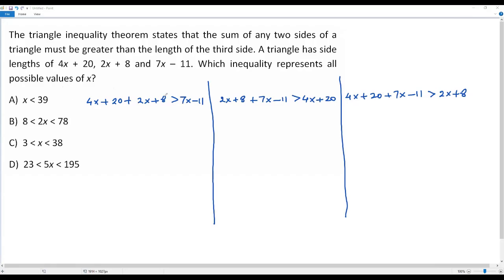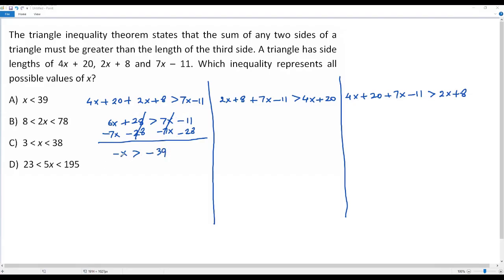Now let's do some simplification in the first inequality. We can simplify the expression on the left side. When I combine the 4x and 2x, I am getting 6x, and when I combine the 20 and 8, I am getting 28, greater than 7x - 11. Now let me subtract 7x from both sides of this inequality and also subtract 28. Then the positive and negative values will cancel out. When I combine positive 6x and negative 7x, I am getting negative x, greater than, when I combine these two values, negative 39.